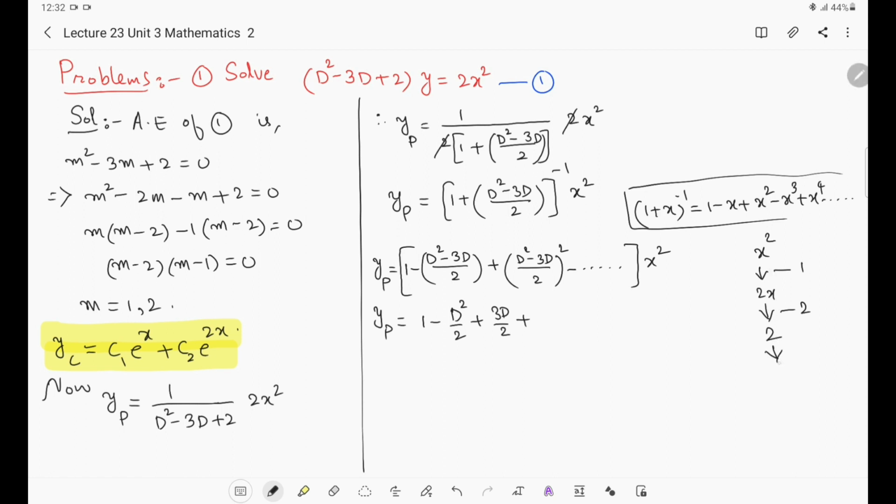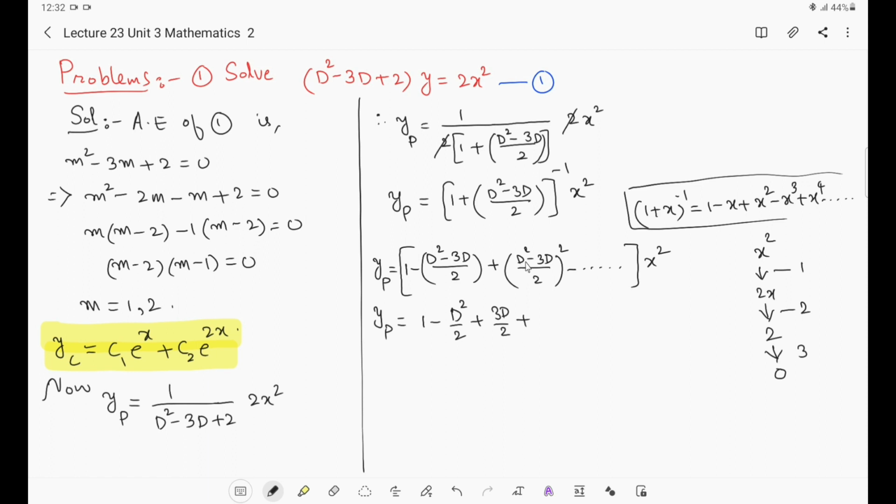If we find one more derivative, the third derivative, then what will we get? The derivative of 2 will become 0. So it is enough for us to have up to the second order derivative only. The third order derivative of x square will become 0, so we don't need to write D cube, D power 4, D power 5 and so on. Hope you are understanding this. If we write D cube, the third order derivative of x square becomes 0, so that term will automatically become 0. It is enough for us to have only D square terms.